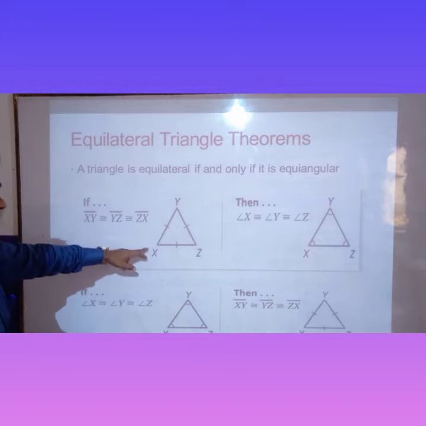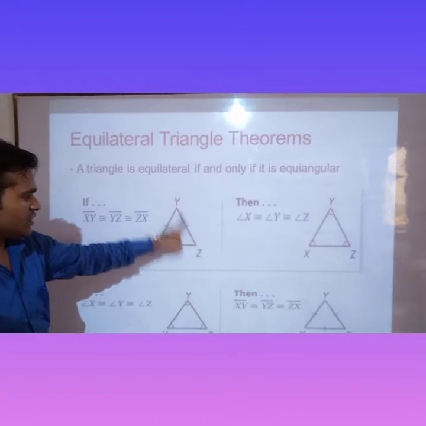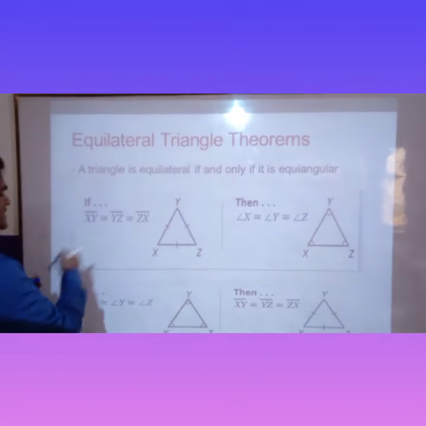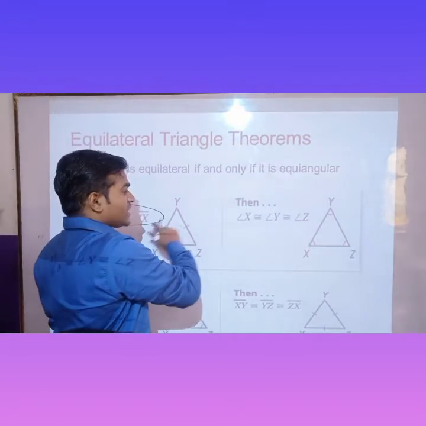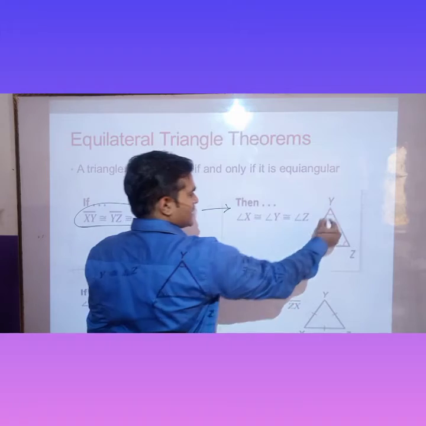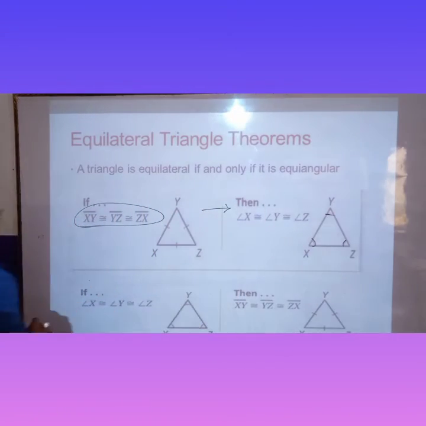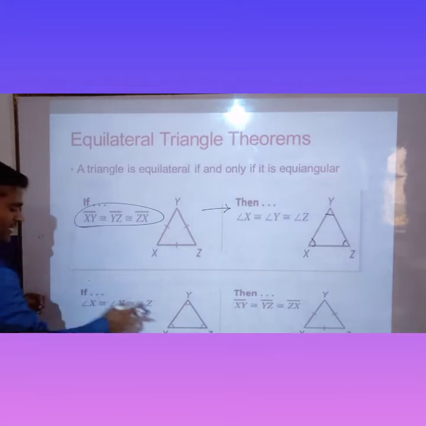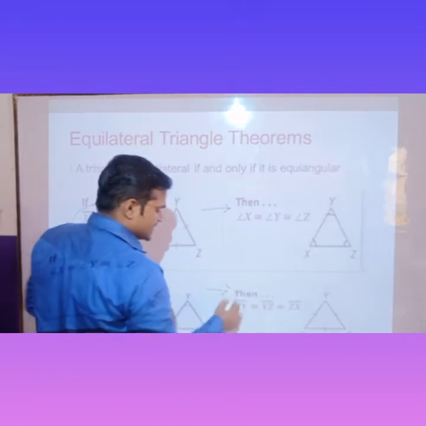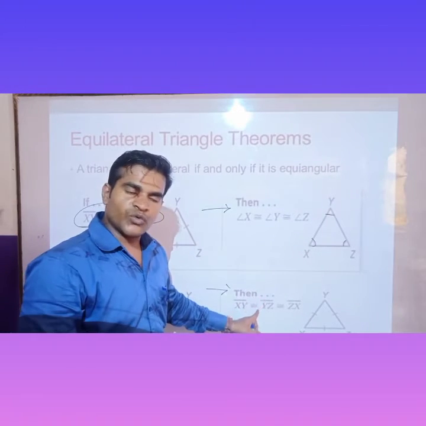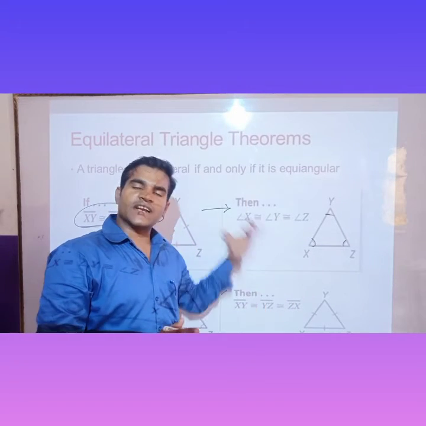Here all sides are equal. X, Y, Z: XY is equal to YZ, and is equal to XZ. So all sides are equal, meaning all sides are congruent. If all sides are congruent, then all angles, angle X is equal to angle Y is equal to angle Z, meaning all angles are also congruent. If angle X, angle Y and angle Z are congruent, then the sides XY are congruent to YZ, congruent to ZX. So this is the property of an equilateral triangle.